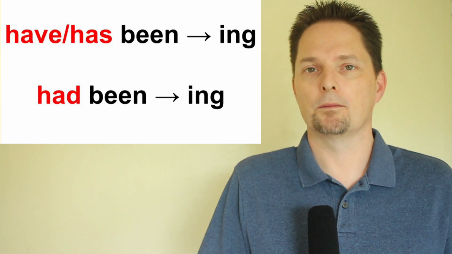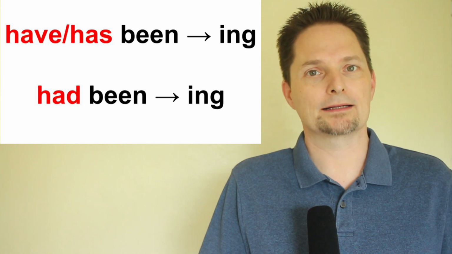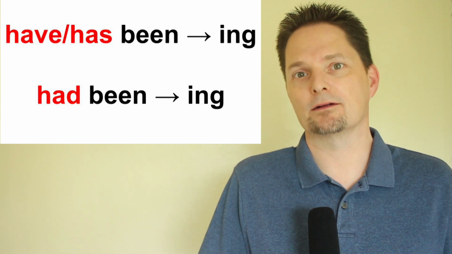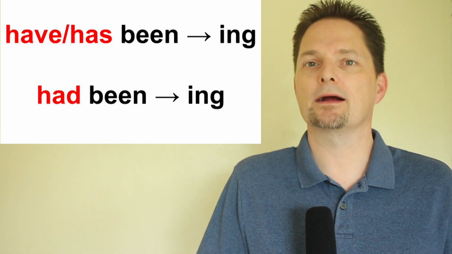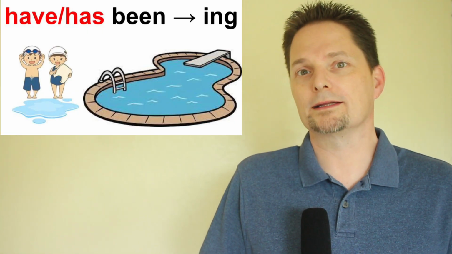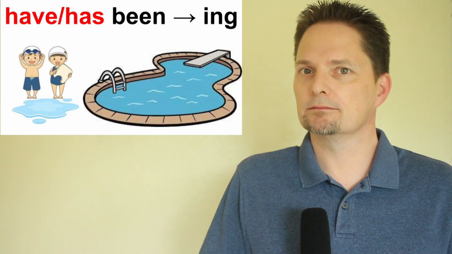We use had been plus a continuous action for something that happened more in the past or further in the past, before something else in the past. Let's look at some examples and compare the two. Example: the two children are wet. Why are they wet? What have they been doing?